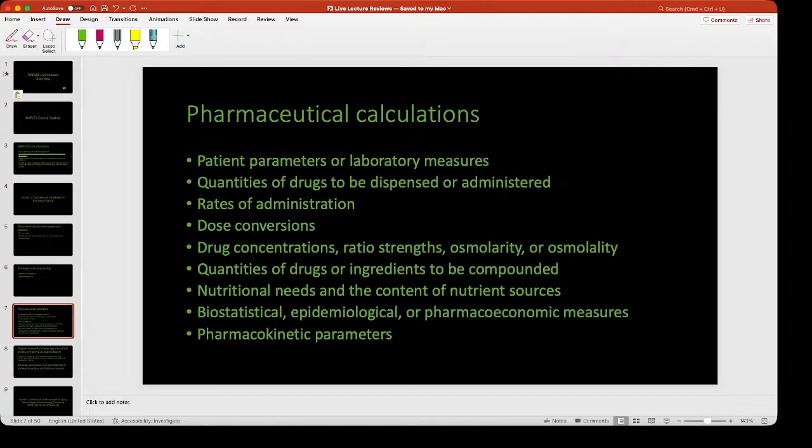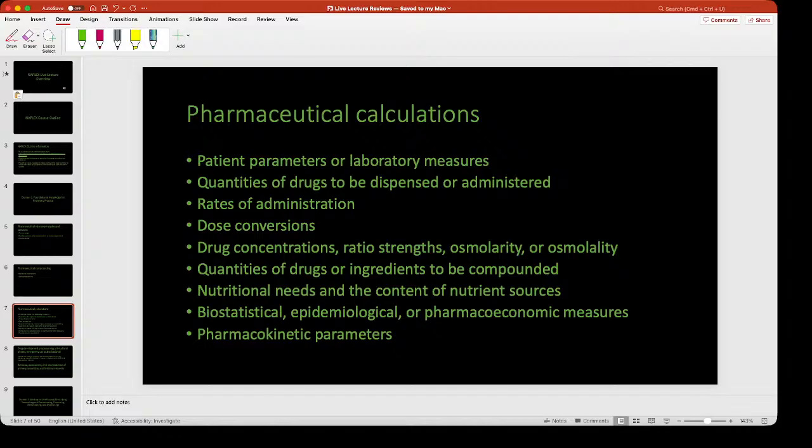Patient parameters and laboratory measures: definitely taking a look at those labs, understanding the potassium value and how much potassium is needed. Does it fit within the normal range, is sodium normal, checking all of that. Pharmacokinetic parameters, again very important: understanding the bioavailability of a drug, or how much half-life is needed for it to be fully eliminated, and things like that. So understand all of that.